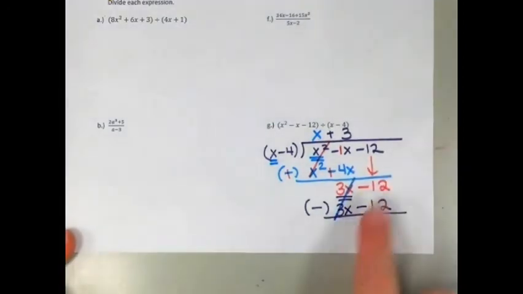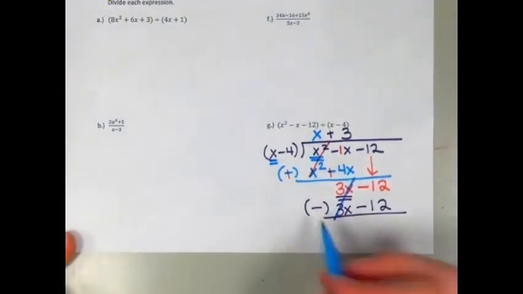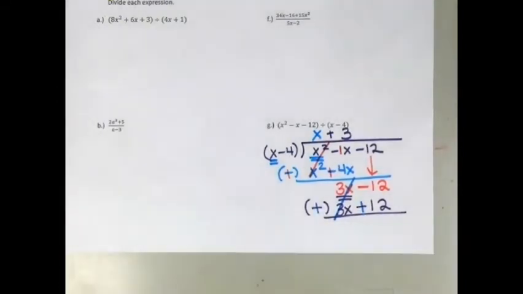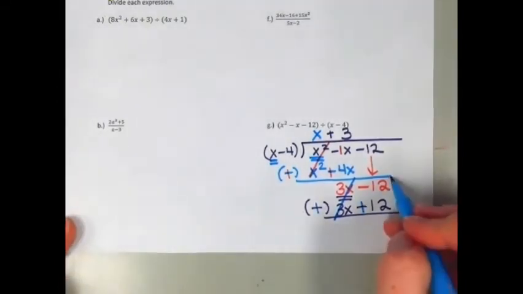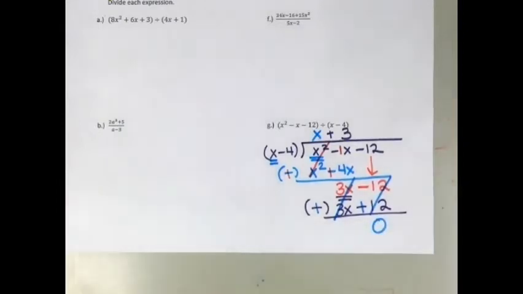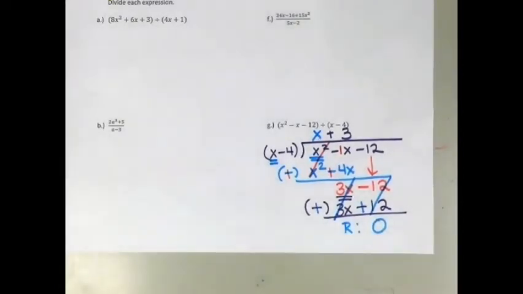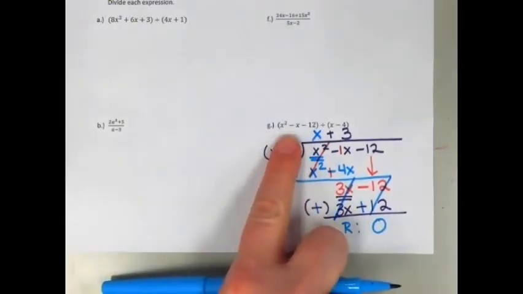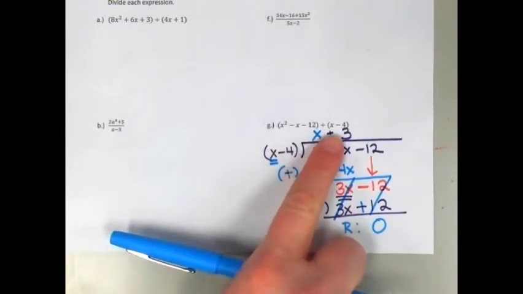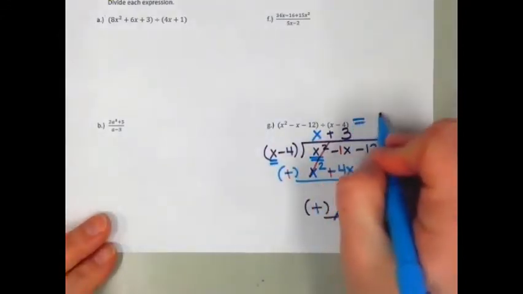What's negative 12 minus 12? Two negatives make a positive. So what's negative 12 plus 12? 0. So do we have a remainder here? Our remainder is 0. So guess what? X squared minus x minus 12 divided by x minus 4 is equal to x plus 3.